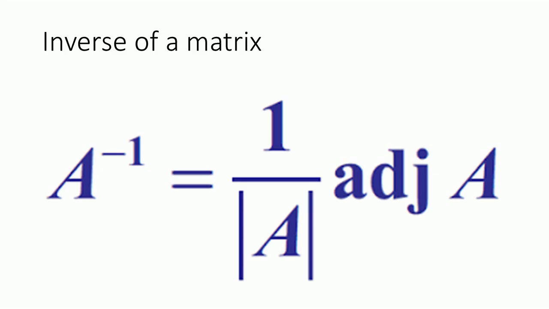That makes us able to talk about the inverse of a matrix. Now let's look at the inverse. For a matrix A, the inverse of A is basically one over the determinant of A multiplied by the adjoint of A. We know the adjoint is the transpose of the cofactor matrix. So if you divide all the values of the adjoint by the determinant of A, you get the inverse of the matrix A.